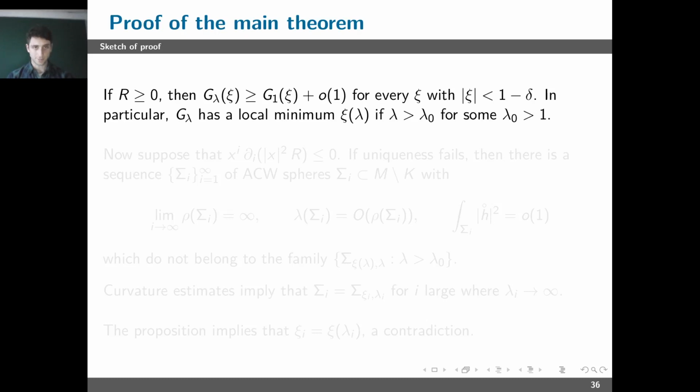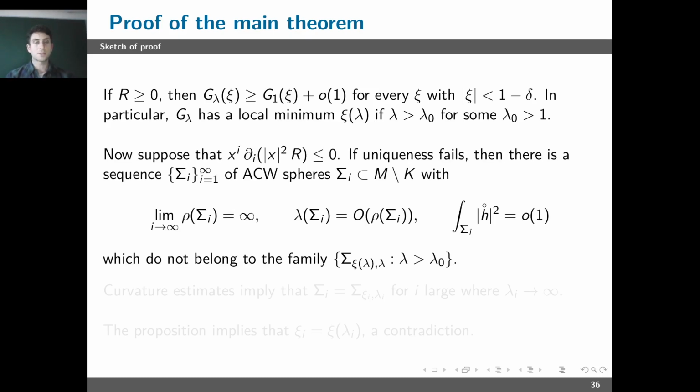So if the scalar curvature is non-negative, then the function g2 lambda is also non-negative. So this means that the function g lambda is larger or equal than the function g1 plus some error term. Now we know that the function g1 blows up as mod psi approaches 1. So this approaches infinity as mod psi approaches 1. So in particular, there has to be a local minimum psi lambda somewhere in between. And as we have argued before, this critical point psi lambda corresponds to an area constrained Willmore sphere. So this is how we prove the existence of an asymptotic family by area constrained Willmore spheres.